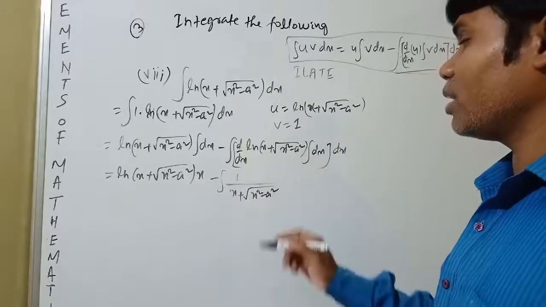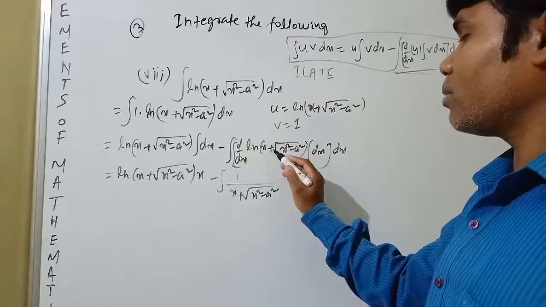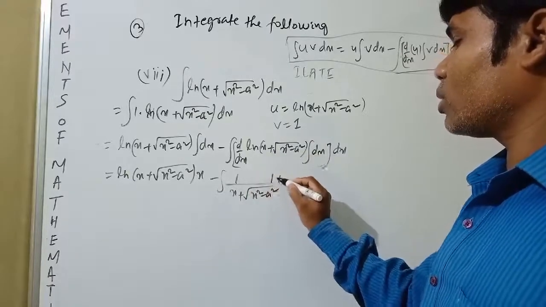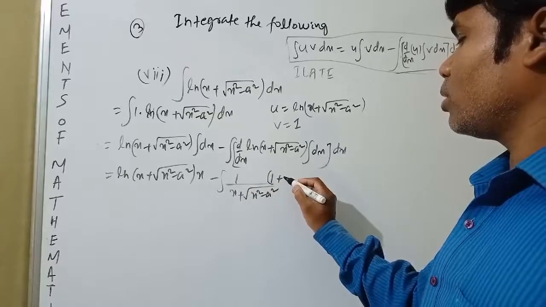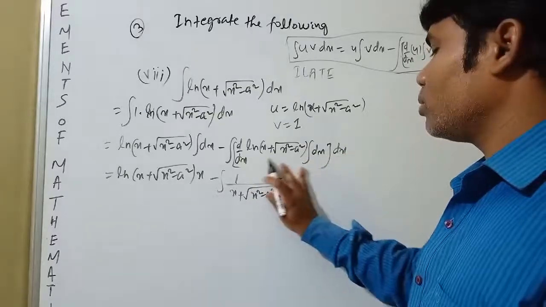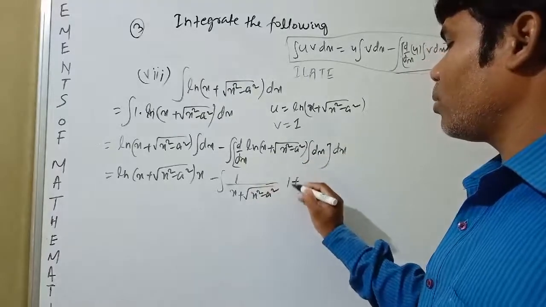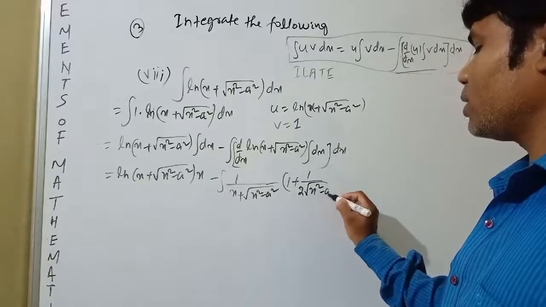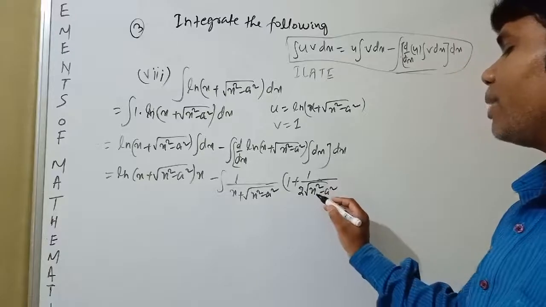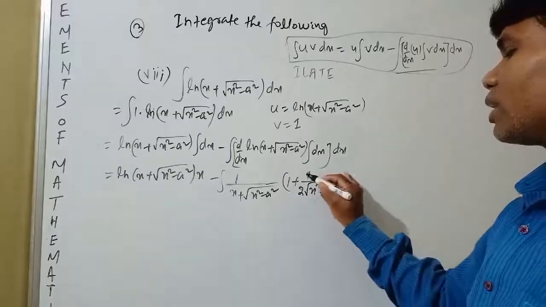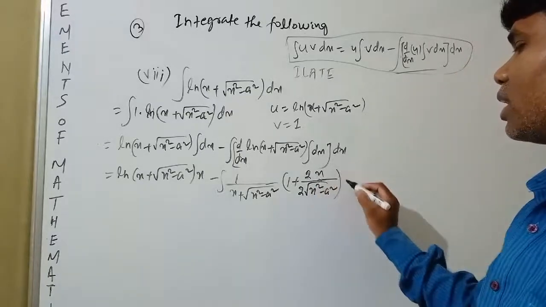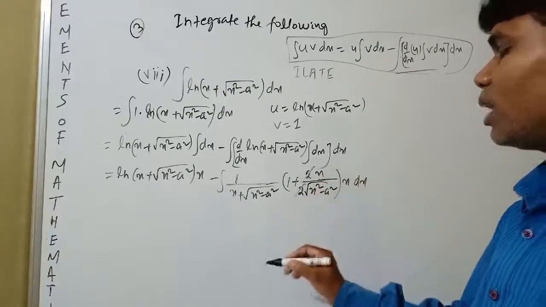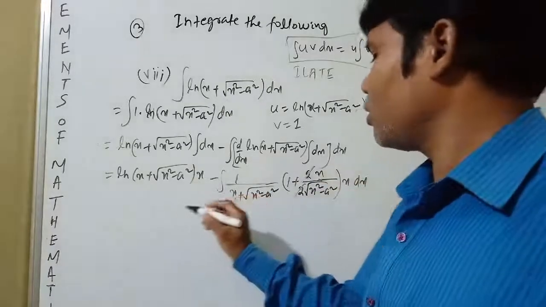The chain rule can apply here. The derivative of x + √(x² − a²) is equal to 1 plus 1 by 2√(x² − a²). Again, the derivative of x² − a² is 2x. Integration of dx is x dx. These two will cancel out.